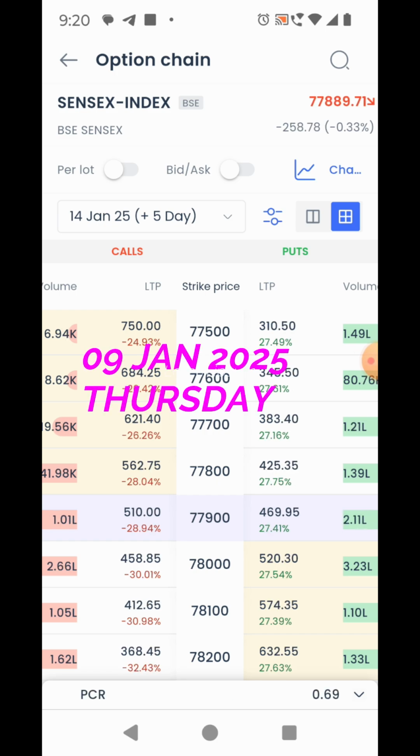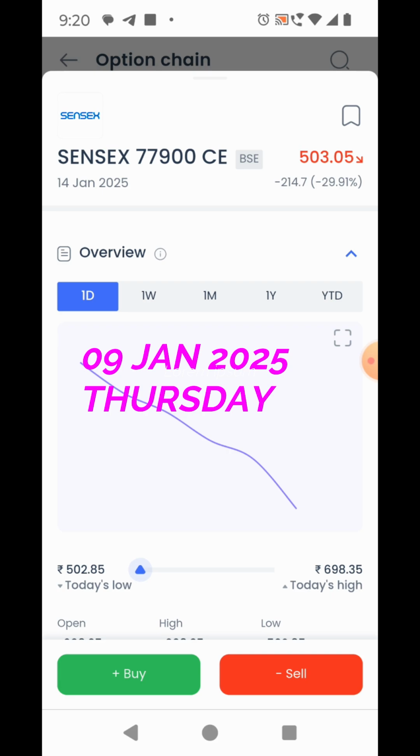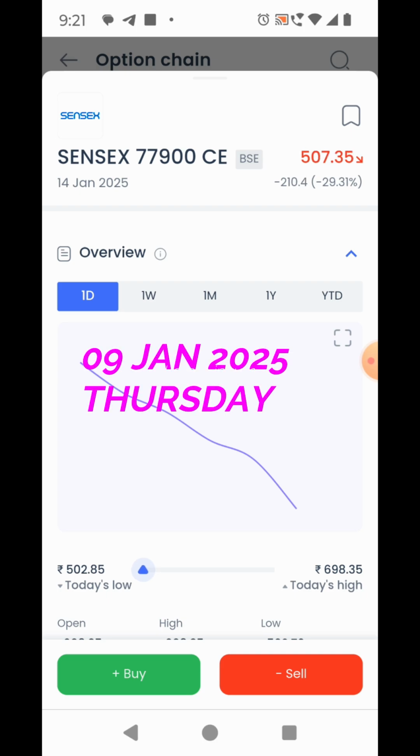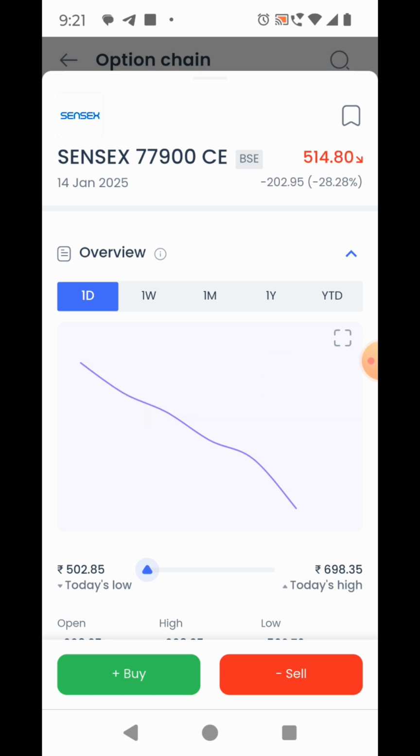Now we'll select the option 77,900, which is now trading at 500, 504, 510. This is the entry point, 500 to 510 range. So this will be the entry point, and let us wait for the target for 600, 610.